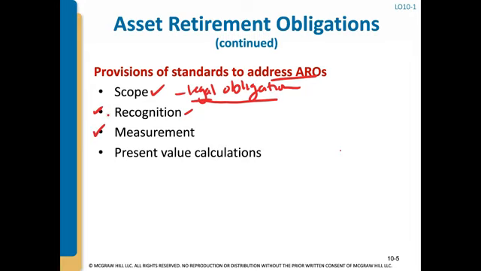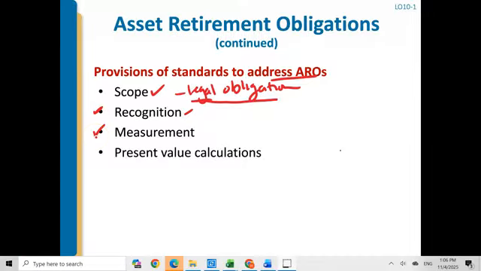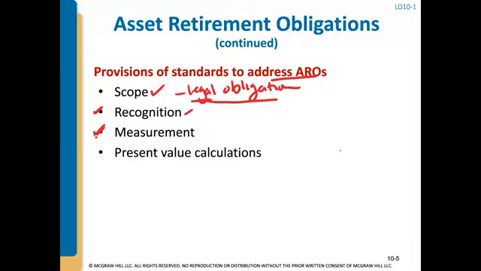Then we actually have to measure how much we should record, which will be the fair value of that obligation. How much do we think we're going to incur in the future? And then the last part of things to address with the ARO is the present value calculations. Because this is a future obligation, and many times it's years in the future, we're going to have to present value that amount so we can record the proper amount of liability in today's dollars.